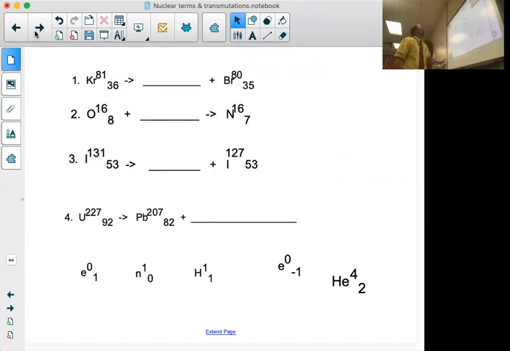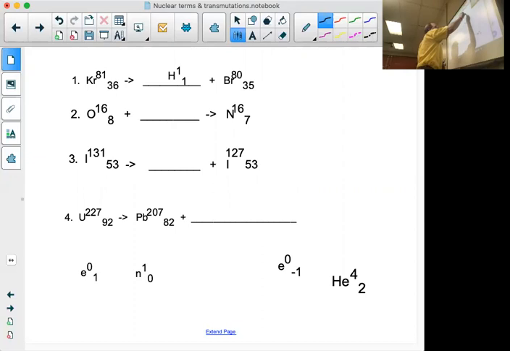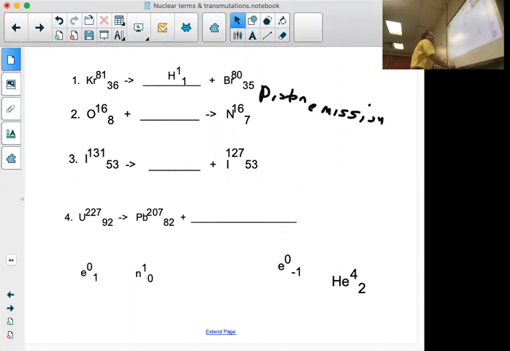All right, let's look at the next one. I'm going to do one of these, and we'll do the next during class. So if we look at 35, what do we add to 35 to get 36? 1. What do we add to 80 to get 81? 1. Which one's 1 over 1? H. So this would be a proton emission. Okay, again, we'll do those other 3 in class.